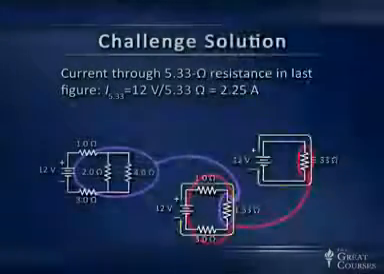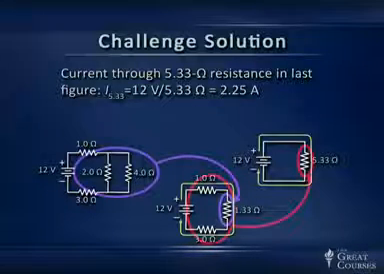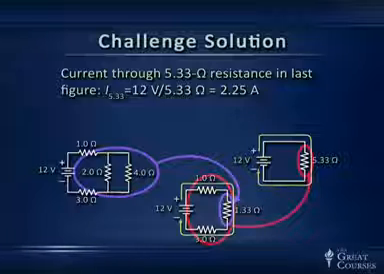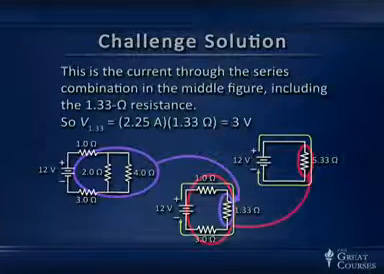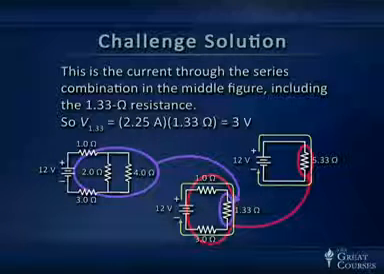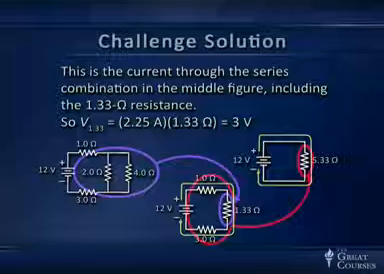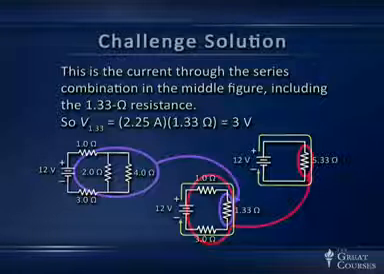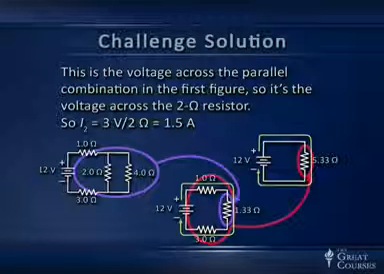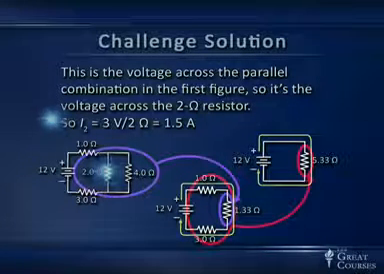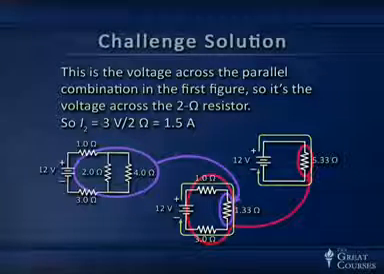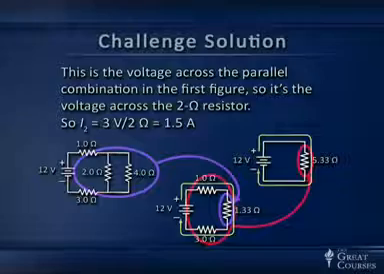Let's look at the solution. The current through the 5.33 ohm combination resistance in that figure: 12 volts across 5.33 ohms. Ohm's law gives us 2¼ amps. That's the current through the whole series combination in the middle figure, including the 1.33 ohm resistance. So V across that 1.33 ohm resistance, applying Ohm's law again, comes out to be 3 volts. And that's the voltage across the parallel combination in the first figure, and so it's the voltage across the 2 ohm resistor. So that gives us I2, 3 volts across 2 ohms, 1½ amps, and if you got that, you're on your way to being an electrical engineer.